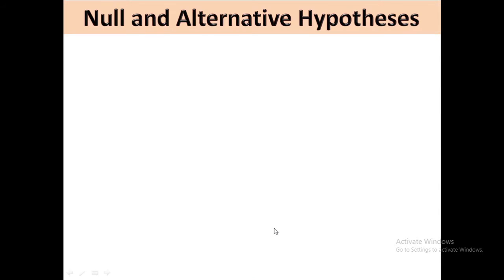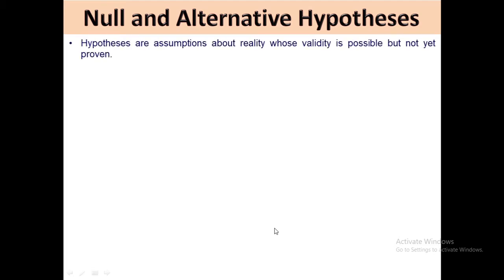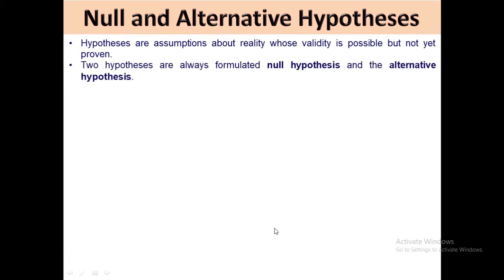The next step is to derive the hypothesis to be tested from the questions. Hypotheses are assumptions about reality whose validity is possible but not yet proven. Two hypotheses are always formulated that assert exactly the opposite. These two hypotheses are the null and alternate hypothesis.